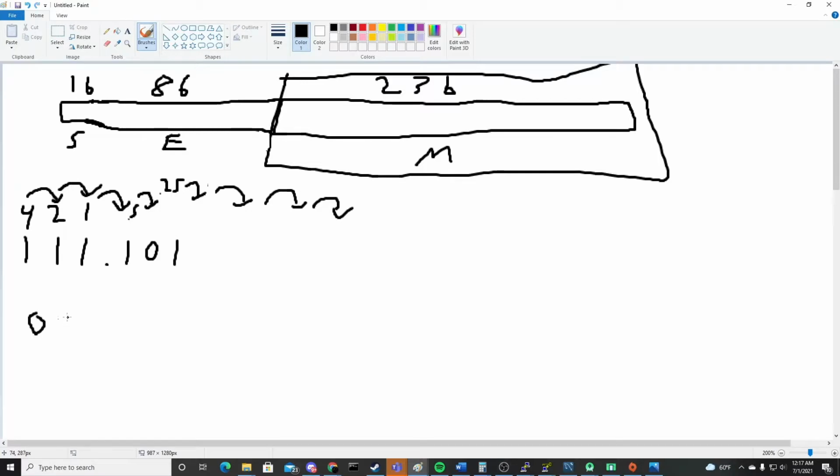Let's just say we had a random binary number. We'll put 0, 0, 1, 1, 0, 1, 1, 0. This is a totally random number. It has no relevance at all.